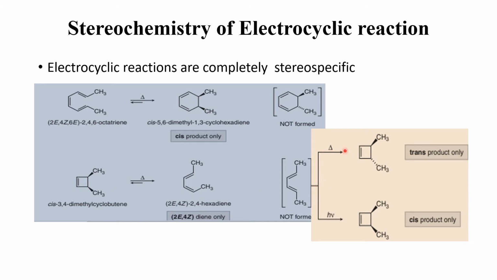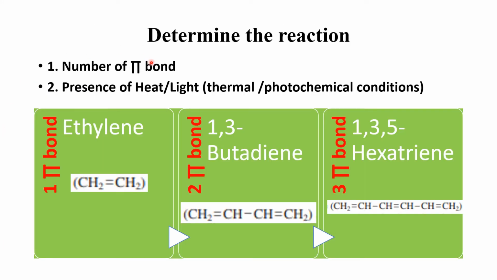See, under these conditions, if you go to the thermal as well as the photochemical reactions, you will get the product of a trans as well as the cis. Why is it so? What is happening here in the photochemical reaction and thermal conditions? We know already it's a thermal condition. This rotation is happening, everything we know, but why is it so? We will see in the next slide what determines the reactions. The two important things to determine the reaction are the number of pi bonds and the conditions under which the reaction is taking place, whether it is a thermal condition or the photochemical condition. These two are very important.